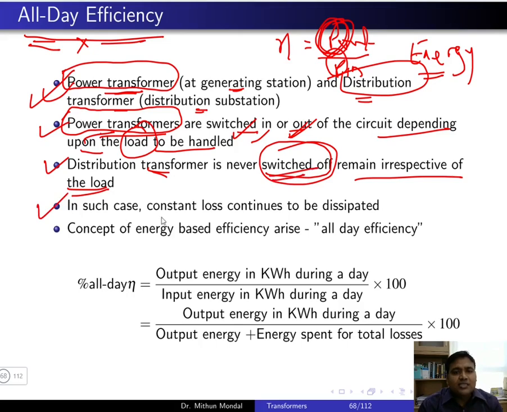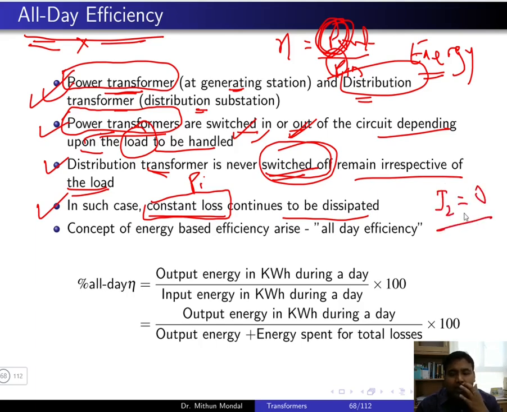So in such cases, the constant loss continues to be dissipated. Constant loss is basically the iron loss. This depends upon the magnetization of the core. Core magnetization will remain always when the transformer is in the on condition. So even if your load is 0, even if your I2 is 0 when your load is 0, then also your iron loss will be there, because iron loss depends upon the voltage V1. So iron loss continues to be there even when the transformer is not drawing any load.